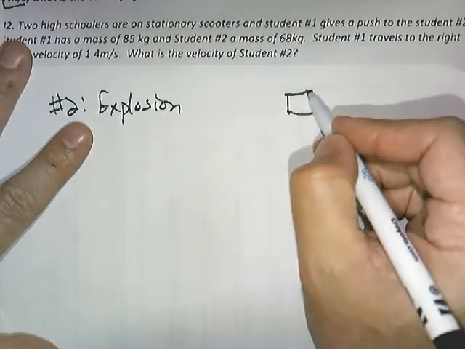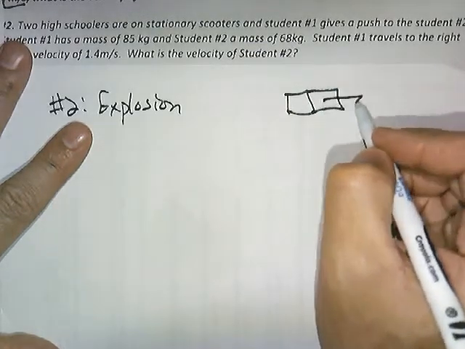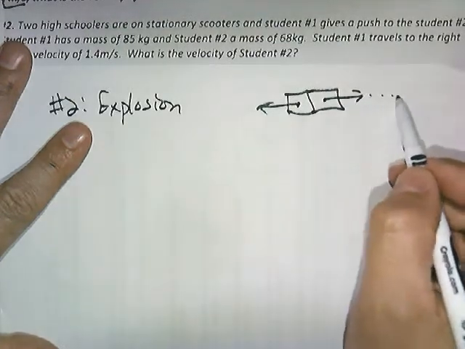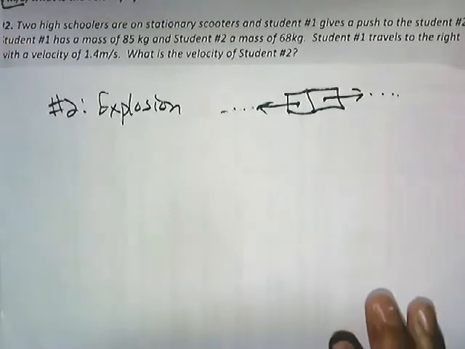So let's just say they're right next to each other. They're on wheels. It doesn't matter. This is a diagram, whatever this one experiences, this one's going to experience. And it simply says that one of them is going to travel in this direction, and the other is going to travel to the left direction. So here's what we know.